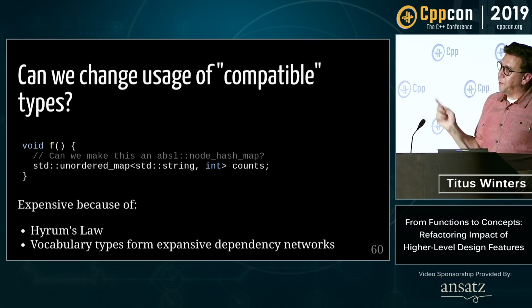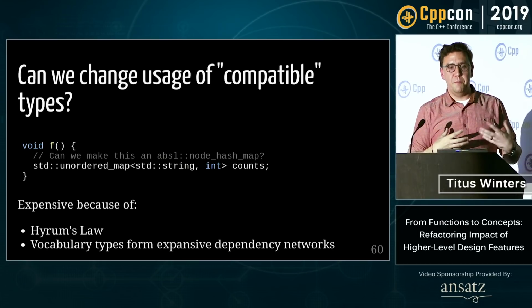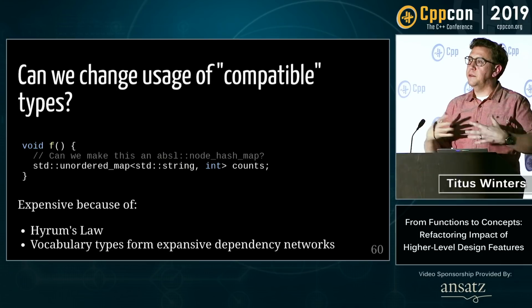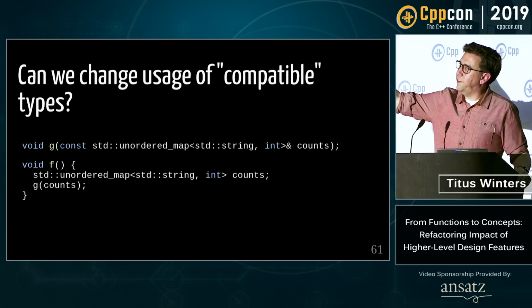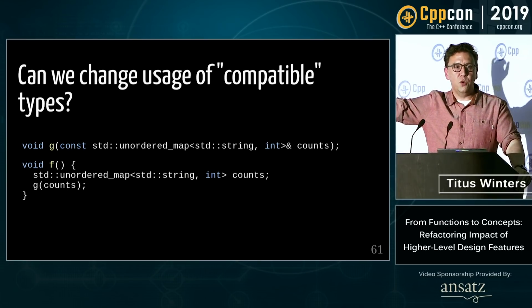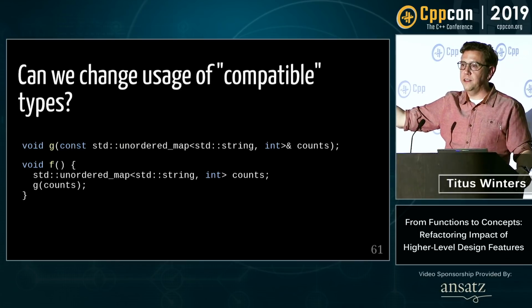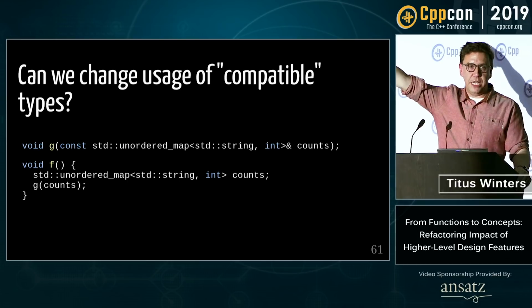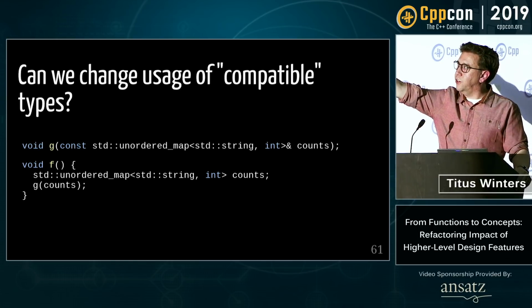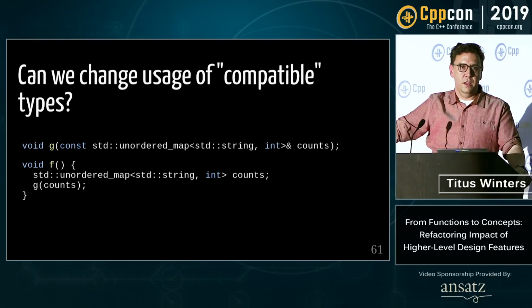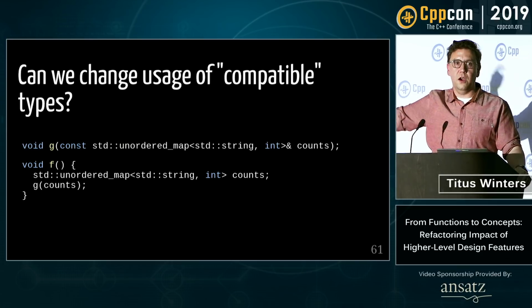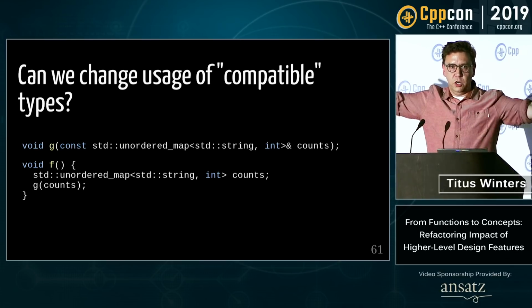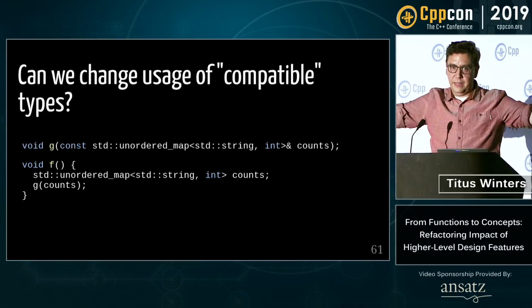It is also expensive, though, because vocabulary types are not independent, right? Vocabulary types, things that pass through APIs, form dependency networks. So it isn't just that I can refactor F by changing that instantiation. I have to also refactor everything that that instantiation is passed to, right? So I have to also hit G, right? And it isn't that I can just refactor F and G. It is also that I have to refactor everything else in the codebase that calls G. And it is not just that, it is also everything else that the things passed to G are passed to, etc., recurse. Right? This can be difficult.